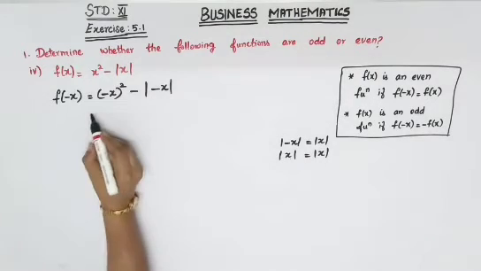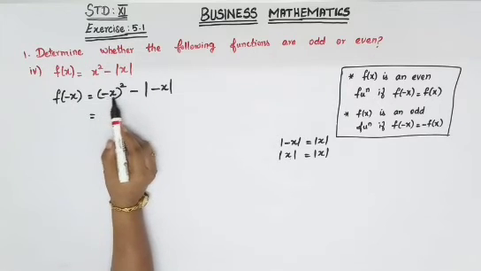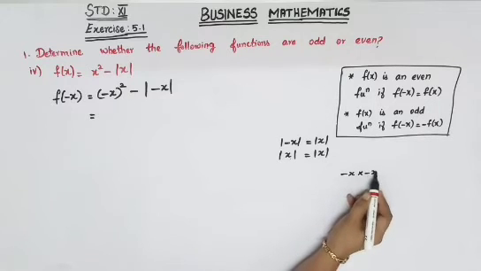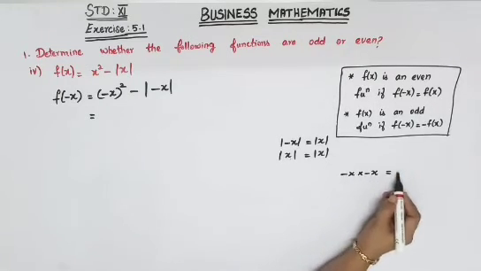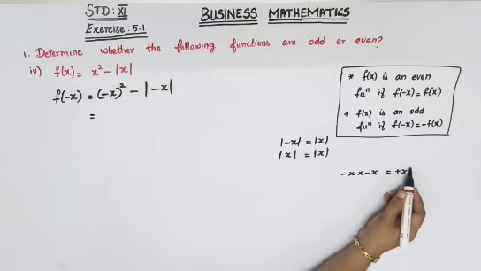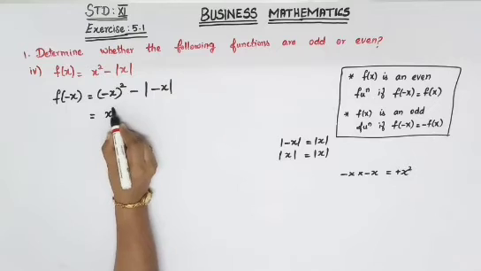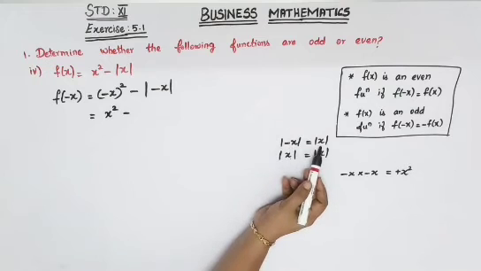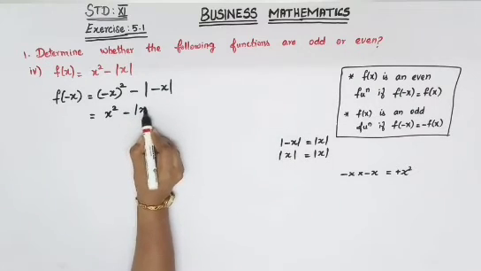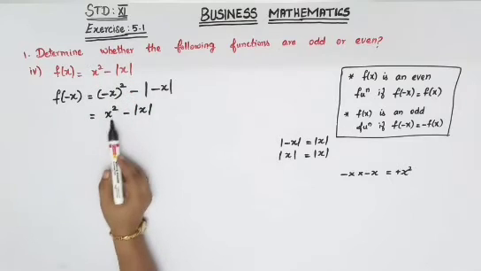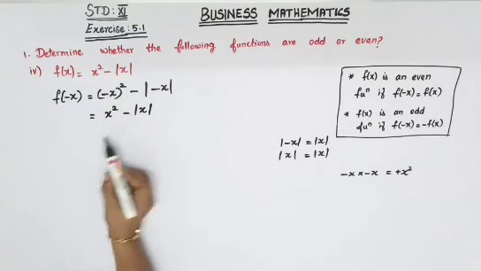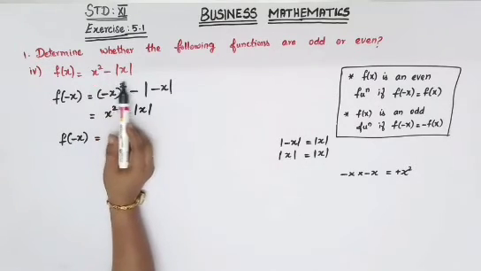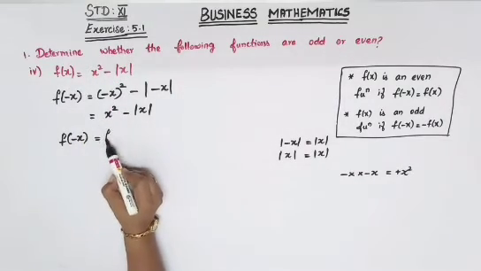Now you can just replace it here. Minus x the whole square, as I said in the before sum, minus x into minus x, minus into minus will become plus, x into x is x square itself. So I'll get back your x square over there, minus is there, minus modulus of minus x is modulus of x itself. Now check your question's right hand side and whatever answer you got here, both will be the same. Therefore you can write f of minus x is equal to f of x itself.